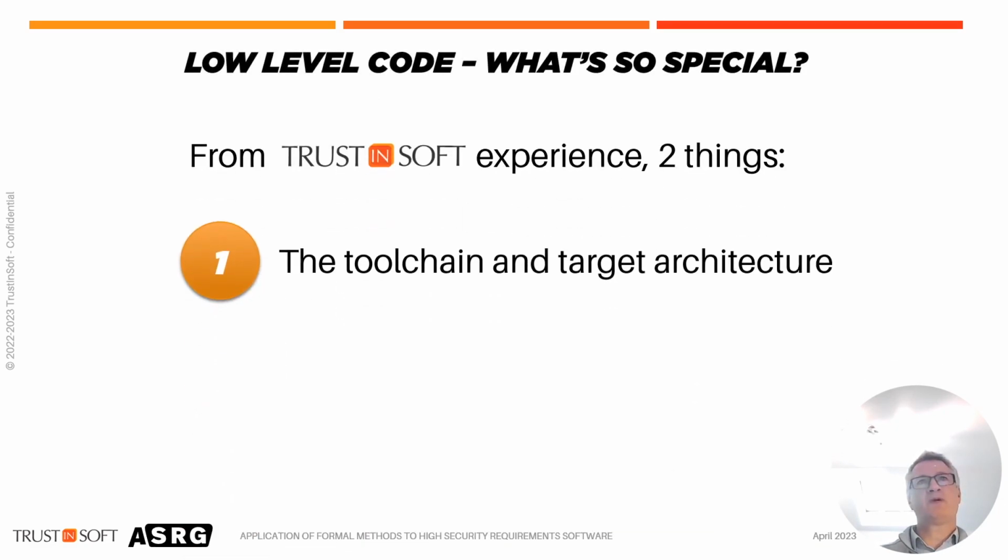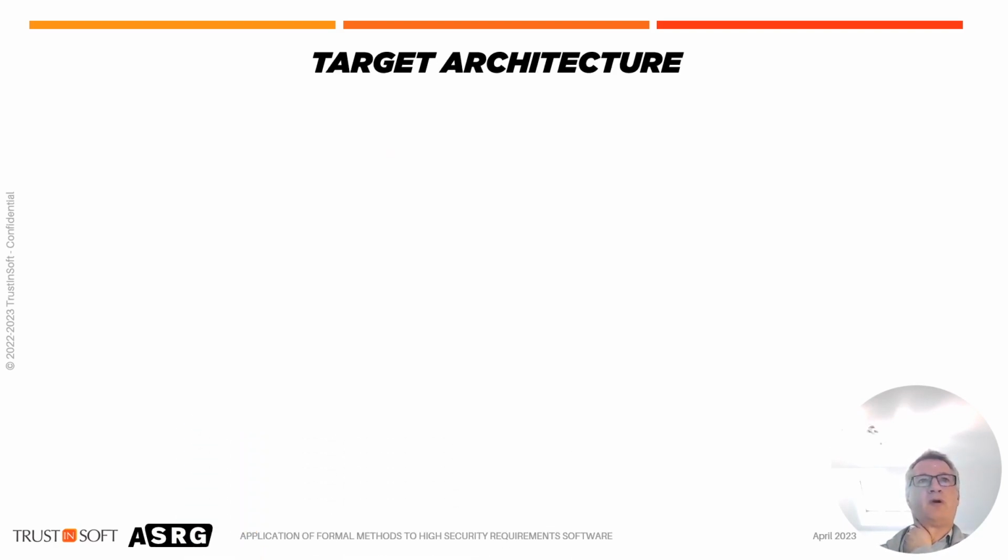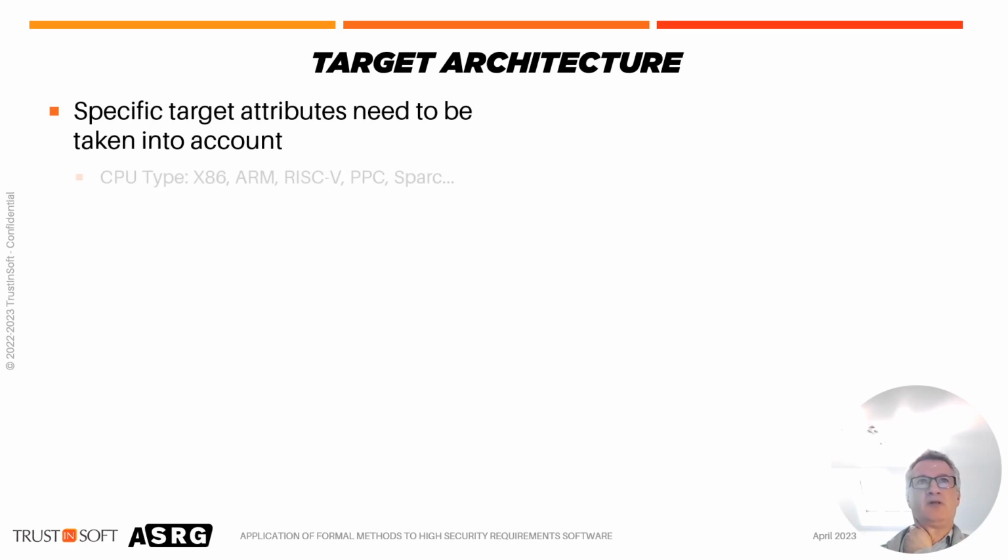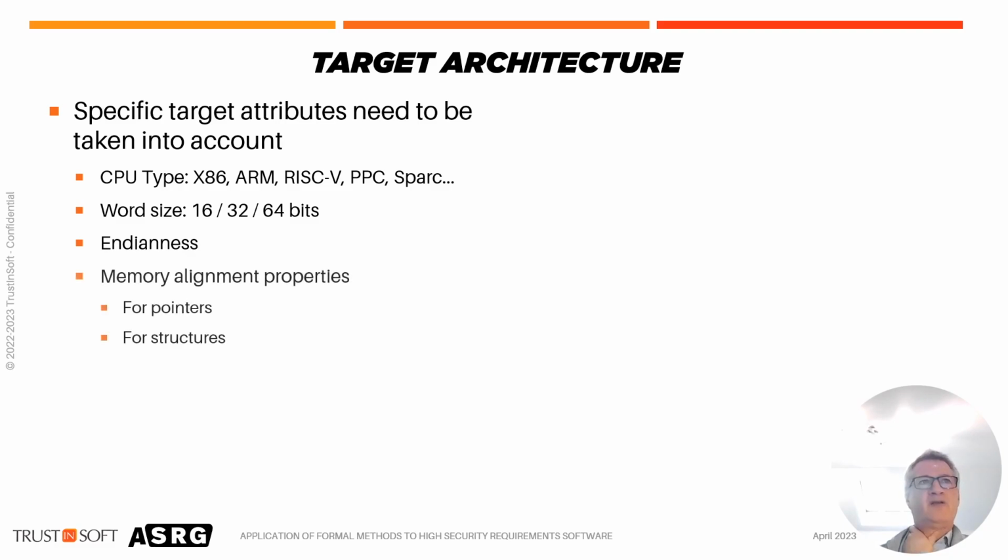So what's so special with low-level code? From our experience of the market, two things. First of all, the toolchain and the target architecture. And secondly, the memory layout. We'll get into this in more detail. So in terms of target architecture, there are different types of CPUs, they have different word sizes, the endianness can be different, and the memory alignment properties are different for pointers, for structures, etc.